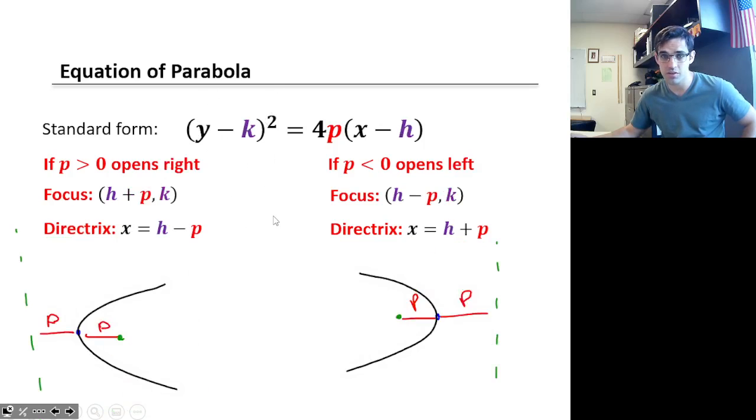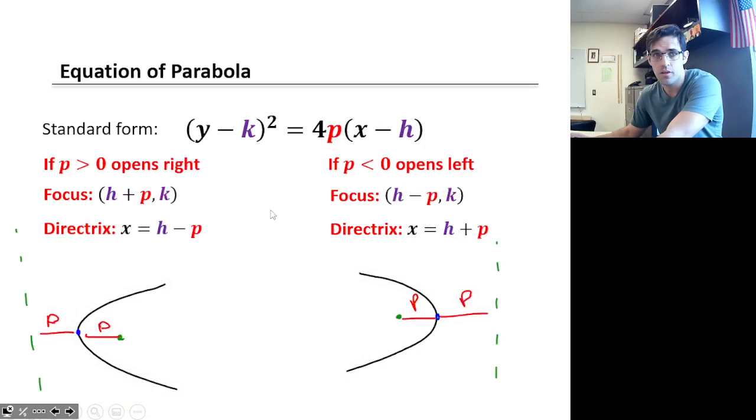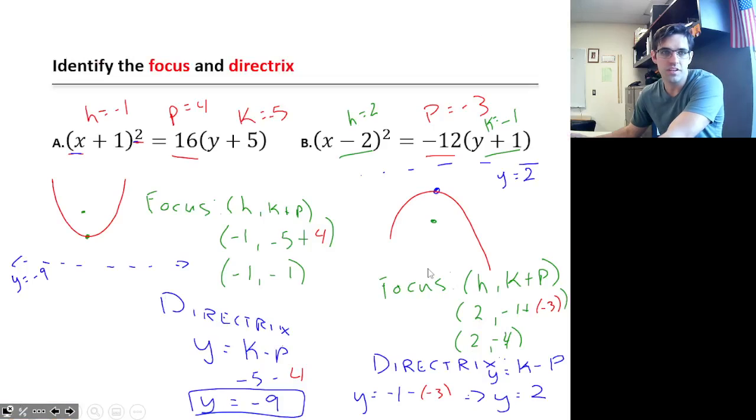If we have y squared, then we're going to take our p-value and add or subtract it to the x value of our vertex. Since with x squared it's a vertical change, we're adding or subtracting p to our y value, or to k. When we have y squared, it's a horizontal change, so we're adding or subtracting p to or from the x value, or h. Okay, so some examples.